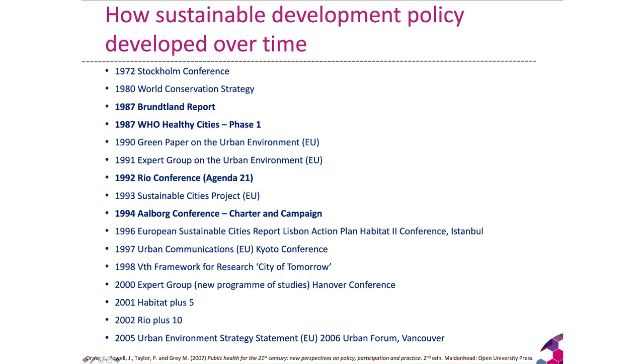This is an example of a policy timeline, a sustainable development policy timeline. The issue about how we can protect the environment and how humans are impacting negatively on the environment started in 1972 at the Stockholm Conference. Then in 1980 there was a world conservation strategy, and then in 1987 we had the most important single report on this issue, the Brundtland Report, Our Common Future. And then in 1987, the WHO started its Healthy Cities Programme.